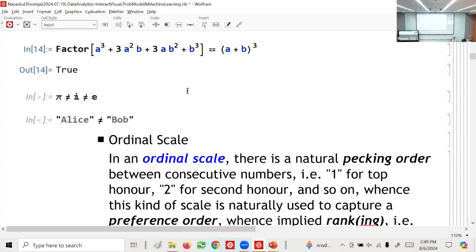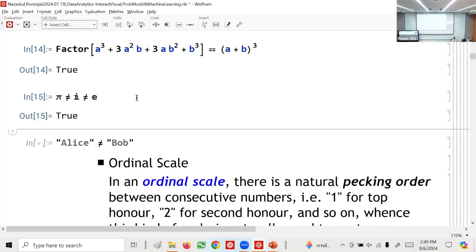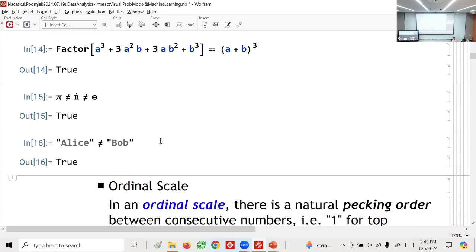This is also true. This is symbolic. Pi, I, and E. Once again, these are things that, in Mathematica, you can actually put in infinity, and it knows what infinity means. You can't do that with numerical method or C or Python or Java. It doesn't know what infinity is. But this one does. So, is Alice Bob? Alice is not Bob. So everything is true.